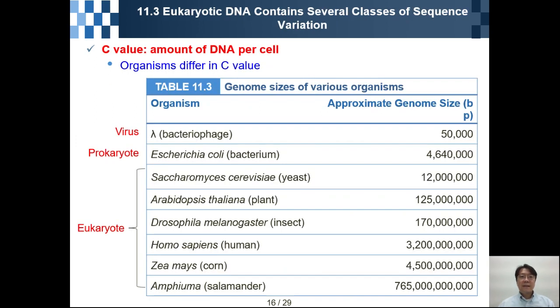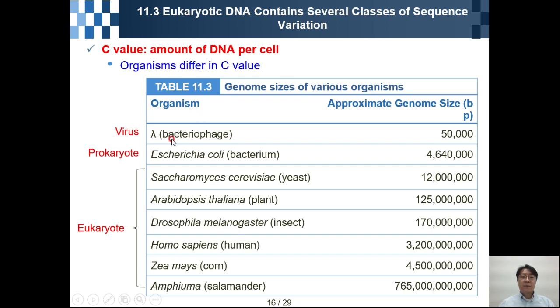From this slide, I will explain the third subject. The name is that eukaryotic DNA contains several classes of sequence variation. First of all, we have to know the C value. What is the C value? The C value is the amount of DNA per cell. Organisms differ in their C value. For example, this is table 11.3, which shows the genome size differences in various organisms.